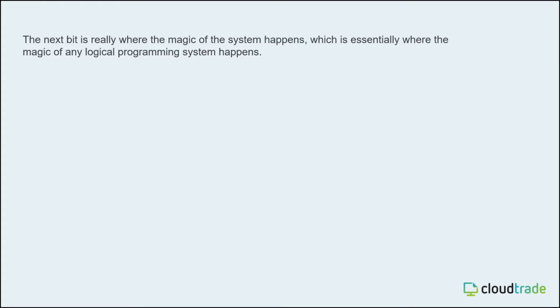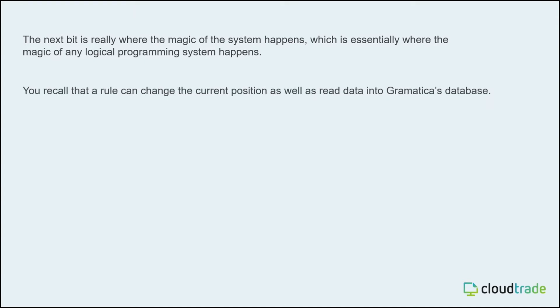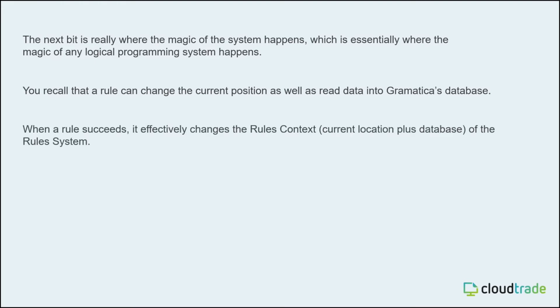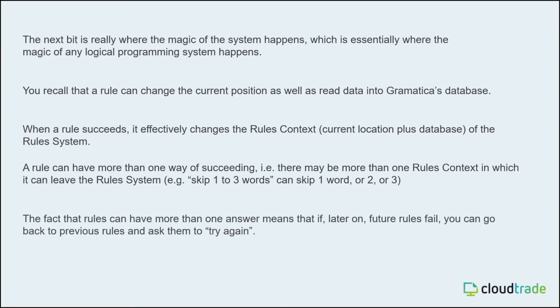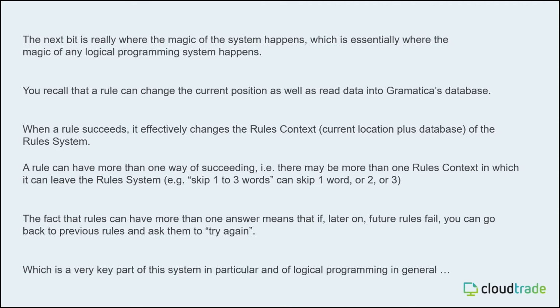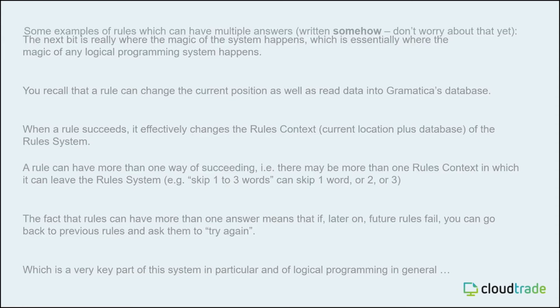The next bit is really where the magic of all of this happens, which is essentially where the magic of all logical programming happens. You'll recall that a rule can change the current position as well as read data into Grammatical's database. When a rule succeeds, it effectively changes the rule's context, i.e. the current location and the database context. A rule can have more than one way of succeeding, i.e. there may be more than one context in which it can leave the rule system. The fact that rules can have more than one answer means that if later on future rules fail, you can go back to previous rules and ask them to try again. And that's the very key part of the system in particular, and of logic programming in general.